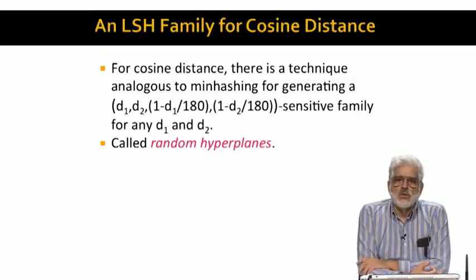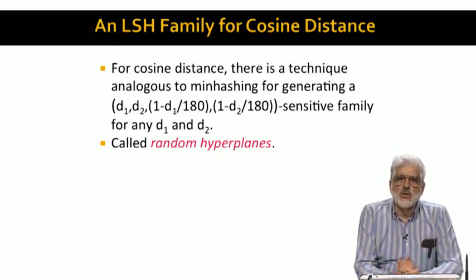Recall that the cosine distance between two vectors is the angle between them. As we are measuring angles in degrees, the value of a cosine distance is a number between 0 and 180, not between 0 and 1 as it was for Jaccard distance, or a number between 0 and infinity as it is for many other distance measures such as Euclidean.